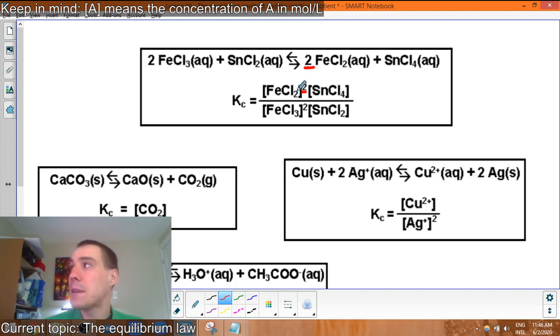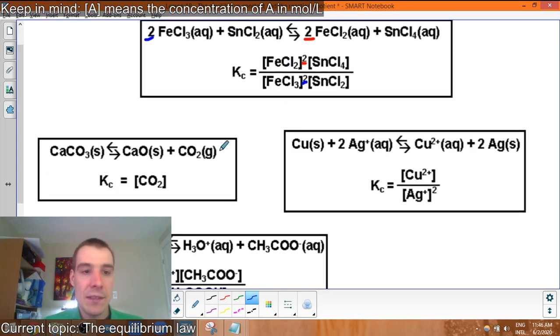Products on top because products are more important than reactants. And SnCl4 just has a 1 in front of it, so it's there. This one here, FeCl3, has a 2, so it's going to be squared. And SnCl2 just has the 1, so it goes down here. So products over reactants, always products over reactants.